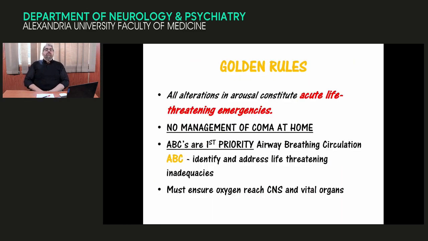And there are some golden rules that should be kept in your mind when you are dealing with a patient with coma. First, any alteration in the arousal state, starting from simply delirium down to the deep coma, is considered an emergency. They are all acute, life-threatening emergencies and should be presented to the hospital, and there is no management of coma whatsoever at home.